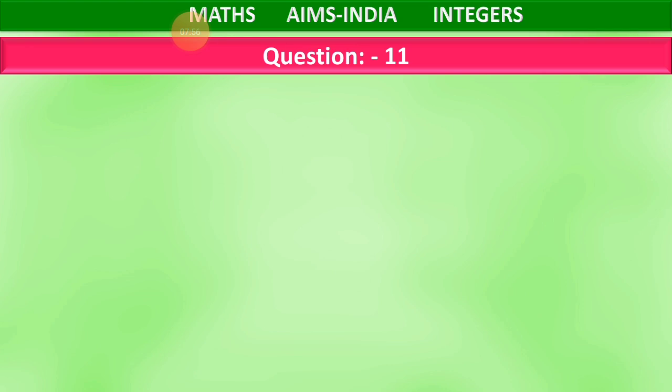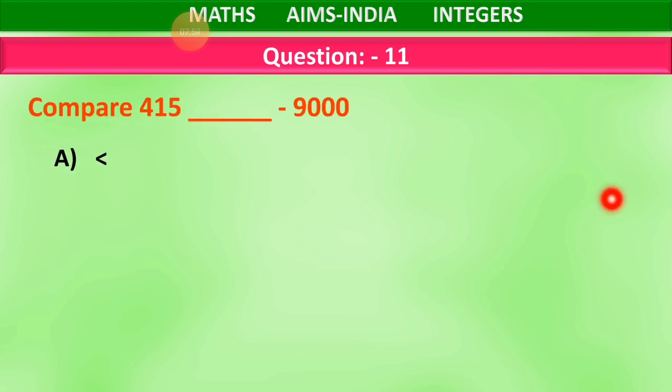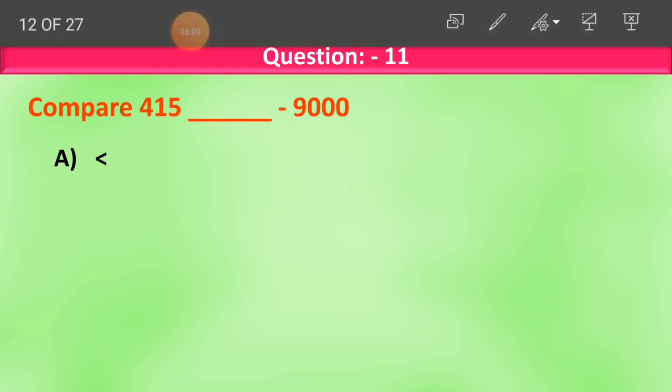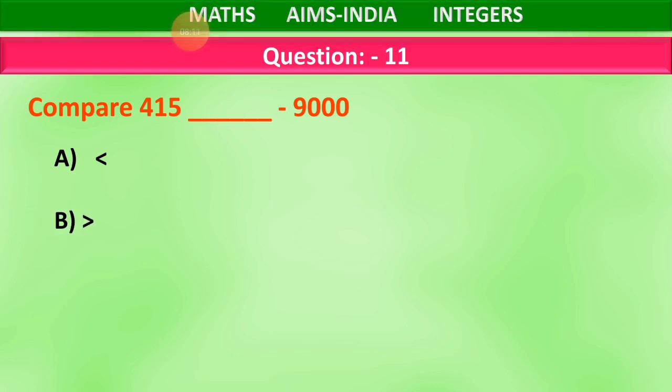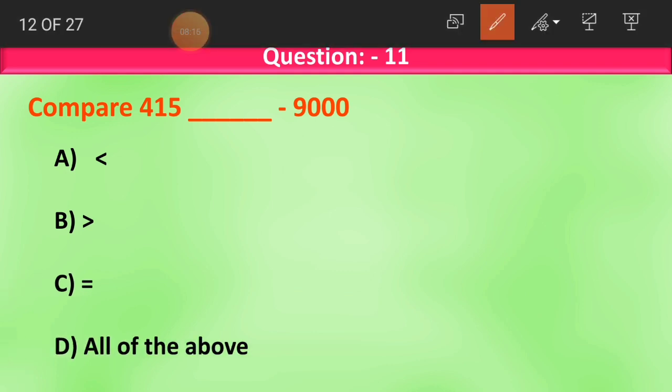The next question number 11. Compare 415 and minus 9000. You have to put the correct sign here, greater than, less than or equal to, okay? Option A less than, option B greater than, option C equal to, option D all of the above. Remember this, right? Less than starts with L, so the symbol less than also looks like L.